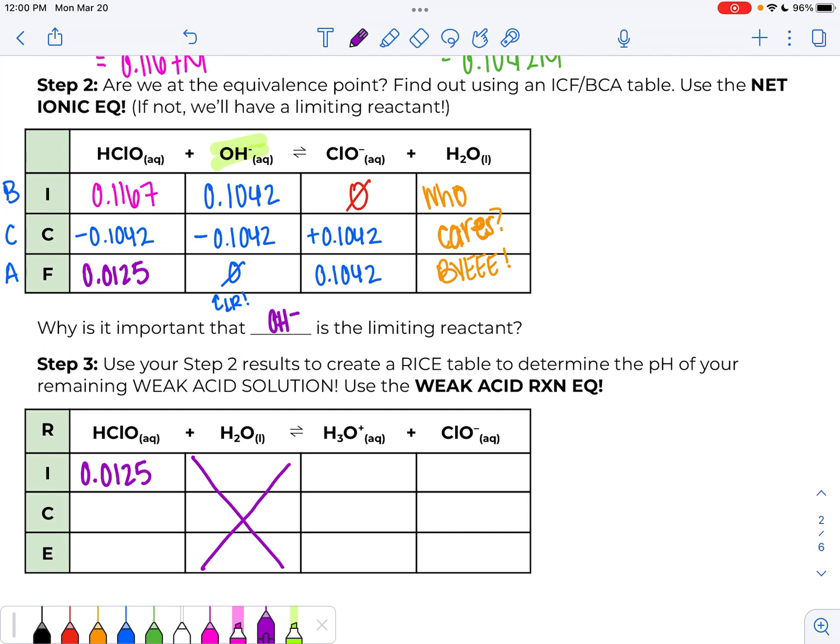We never care about water in these, so I'm going to cross it off. So after our reaction has happened, we do have this weak acid left over, right? But this is still in an equilibrium system. So I'm going back and forth between this weak acid and its conjugate base in an equilibrium system as it reacts with water. So I'm not going to start out with any initial concentration of the hydronium ion, but I will start out with some concentration of my conjugate base. Specifically, I will start out with 0.1042 moles of my conjugate base, because that's exactly what I found in my ICF table.